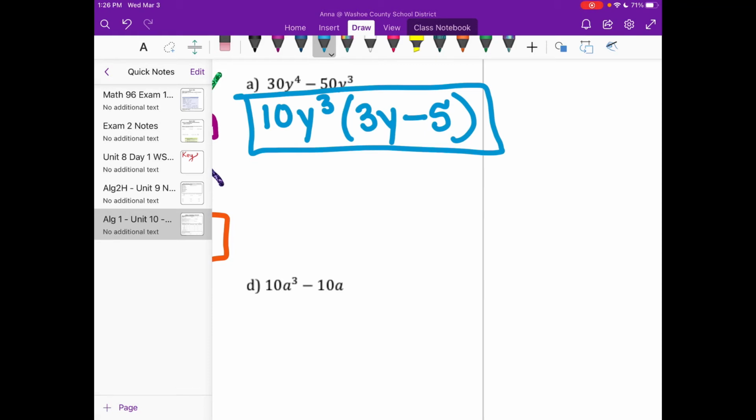We always check if they have anything in common, and 30 and 50 could definitely be divided by 10, so I took out a 10. And then there's 4y's versus 3y's, and obviously I'm going to take out 3y's. So I took out 3y's and I divided by 10. And then inside with those 2 terms, I couldn't do anything else. So like that was it on that one.